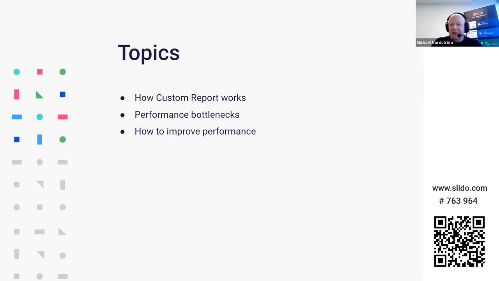So the topics for today, first of all, a quick one on how Custom Report works, because it's important for understanding the performance. If we don't understand how it works, we can't understand the performance. Then we'll go through the common performance bottlenecks, and finally how we improve the performance and what we can do. In the end, some time for questions. We should have a couple of minutes at the end, I hope. So that's the agenda.